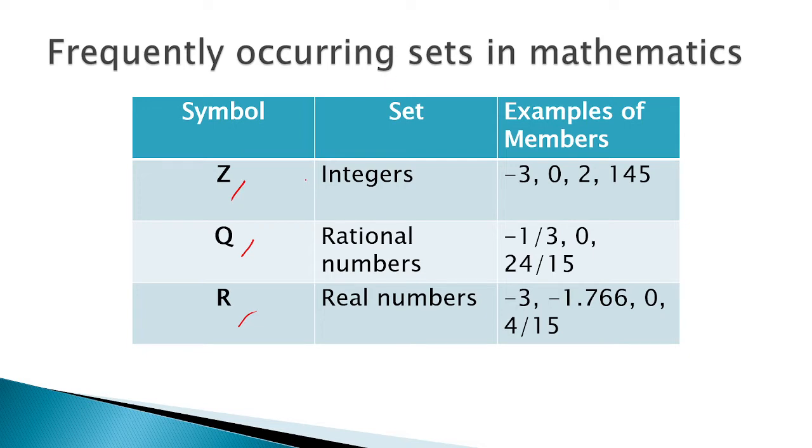Next, we have rational numbers. For rational numbers, ang symbol naman natin ay Q. So, ano ba yung ano natin for rational numbers? Definition. Rational numbers are numbers that can be expressed as a ratio of two numbers. So in this case, negative 1/3, that's already a ratio, so that's a rational number. We also have 24/15. That's also a rational number.